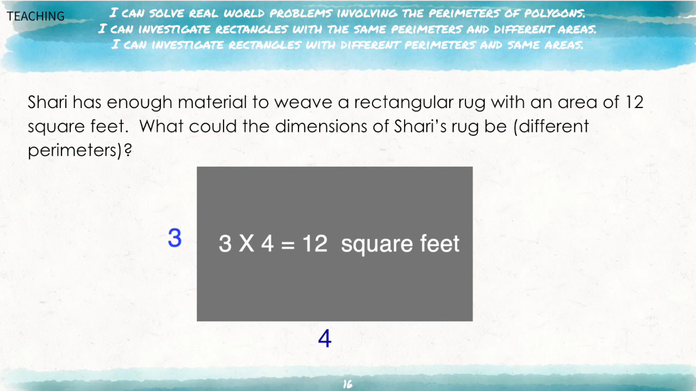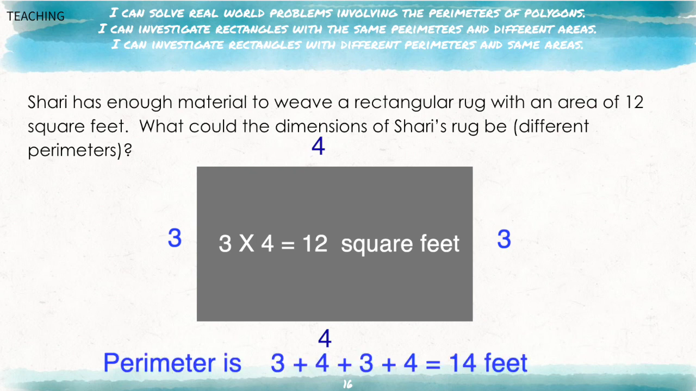Of course, we know that opposite sides are the same length, so opposite the 4 will be another 4, and opposite the 3 will be another 3. So to find the perimeter, all we have to do is add 3 plus 4 plus 3 plus 4, and that will give us our 14 feet as our perimeter.